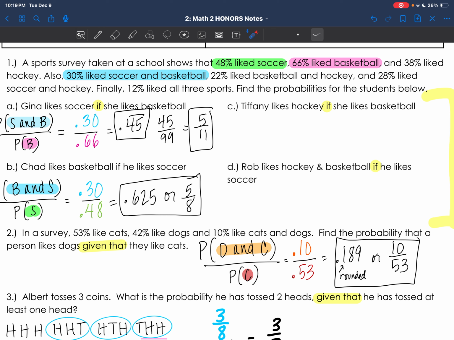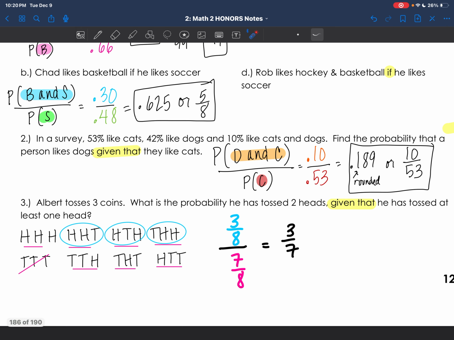So dogs and cats, or cats and dogs, is 10%, which is 0.10. And then we're going to divide that by the probability of cats, which is 0.53. And then go ahead and enter that into your little calculator, and I believe that's rounded. Or you can write it as a fraction, either is acceptable.